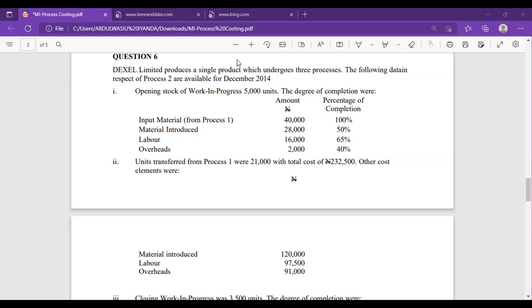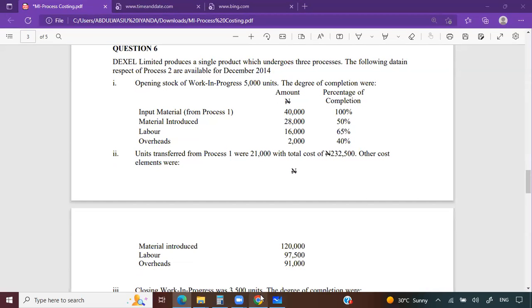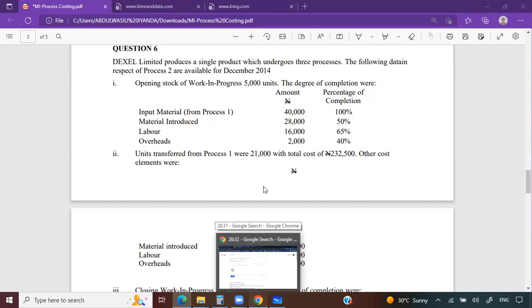Welcome back, everyone, and let's continue from process costing. The other angle of process costing that we are going to be looking at now is the situation of work in progress. You can see that what we have been talking about so far, we didn't make mention of anything that is left in some certain department.